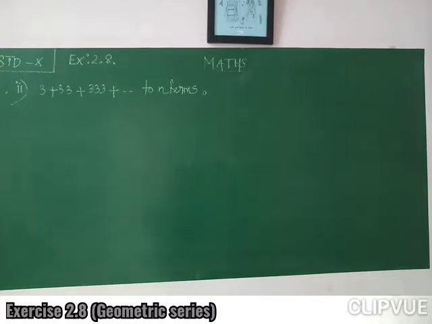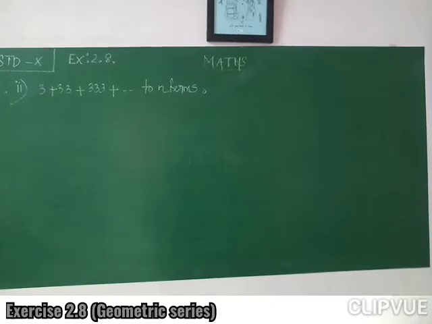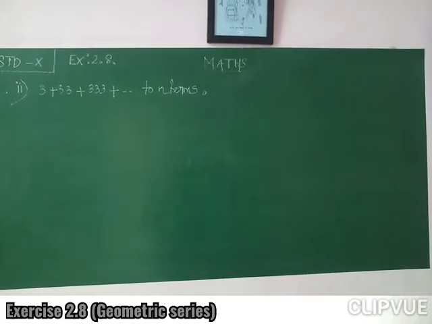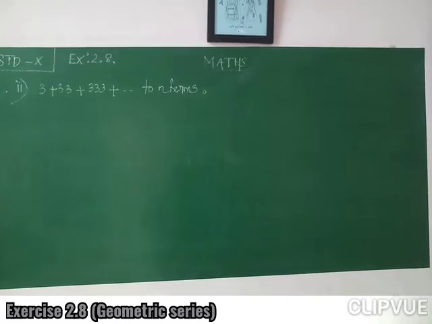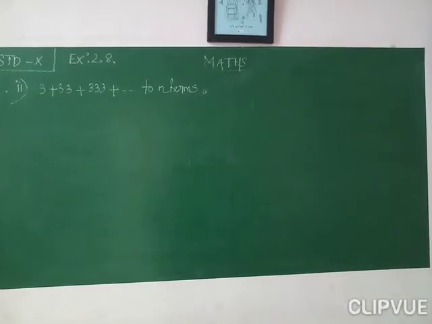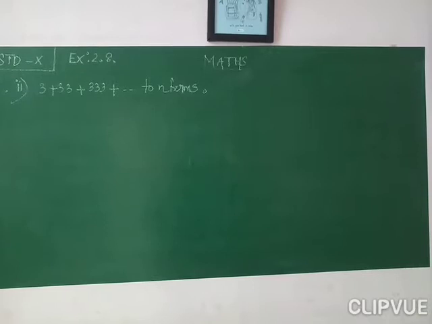Question number 6, second subdivision. The question is 3 plus 33 plus 333 plus and so on to n terms. The given series is neither a geometric series nor an arithmetic series, because the common differences are different as well as the common ratios. Therefore, we cannot say it is either a geometric or an arithmetic series.